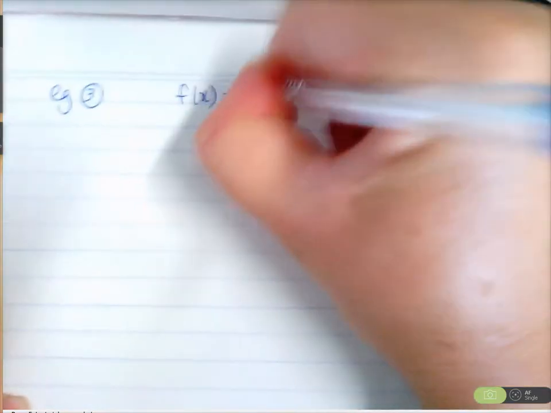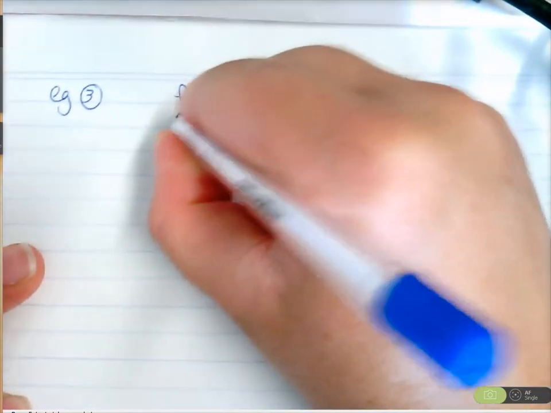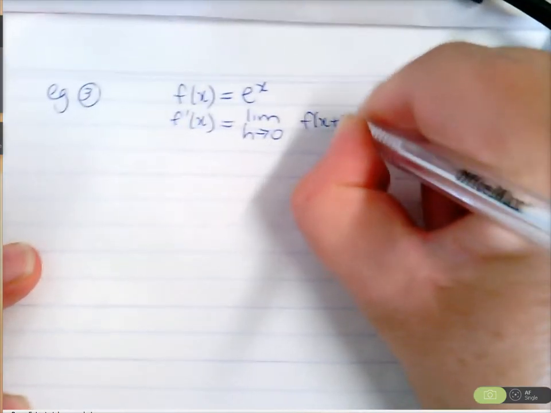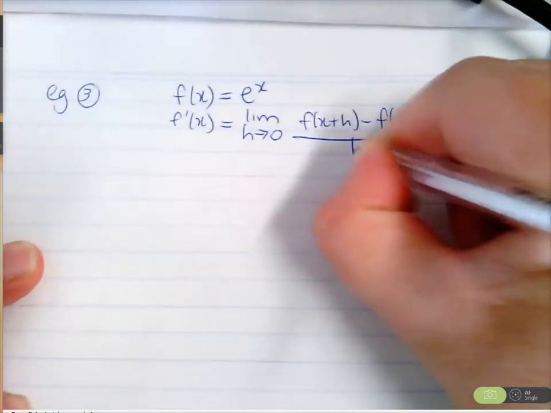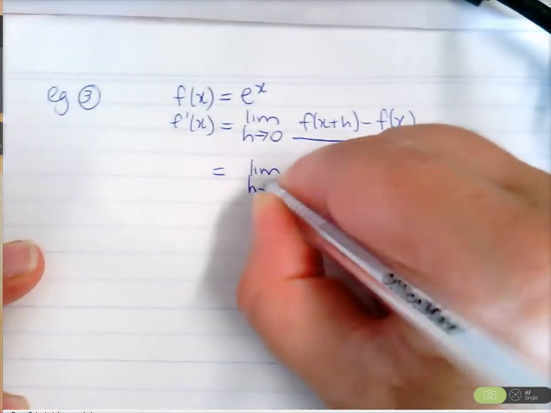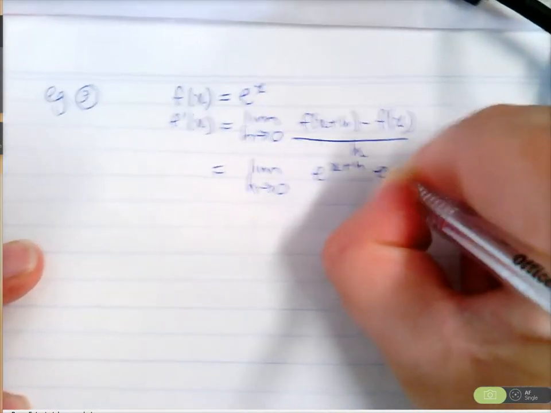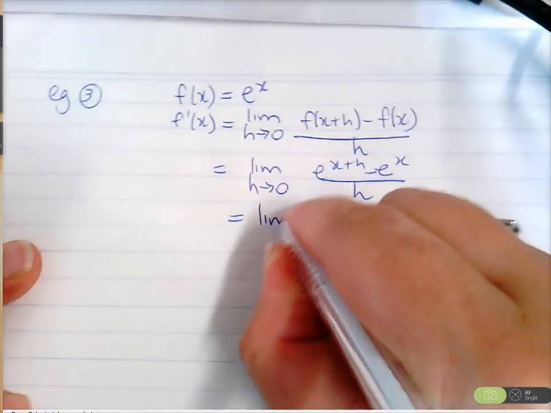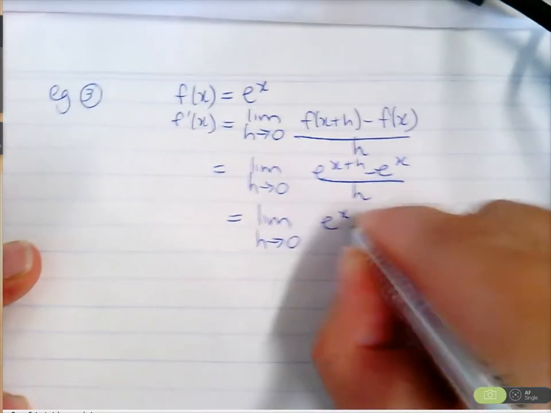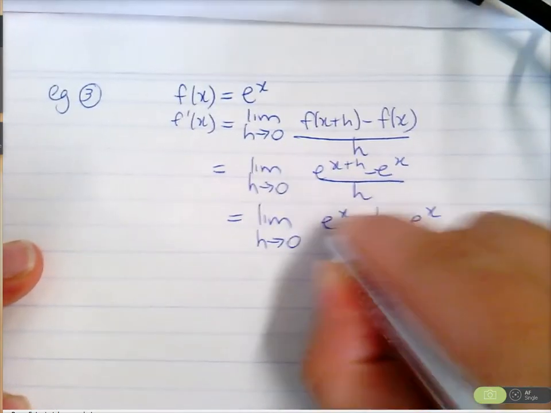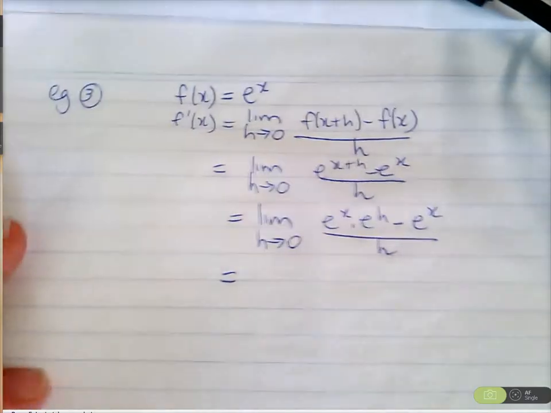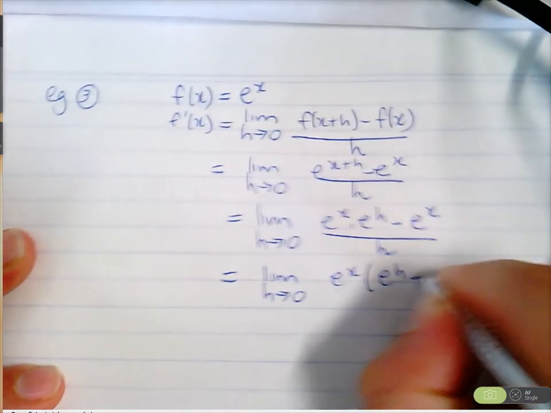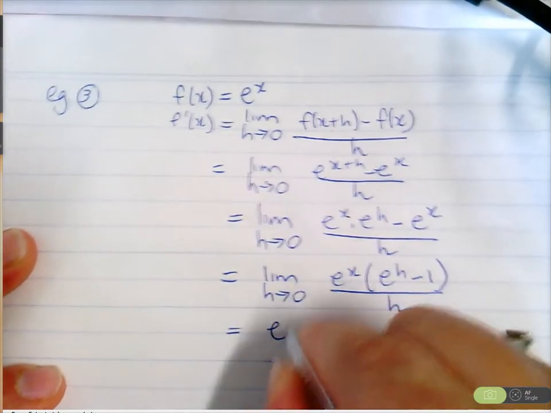If f(x) is e to the x, then f'(x) will be the limit as h approaches 0 of f(x + h) minus f(x) over h, which is the limit as h approaches 0 of e to the x plus h minus e to the x over h. Keep doing the same thing. Limit as h approaches 0 of e to the x times e to the h minus e to the x over h. Pull out e to the x as a common factor. Bring the e to the x out the front.